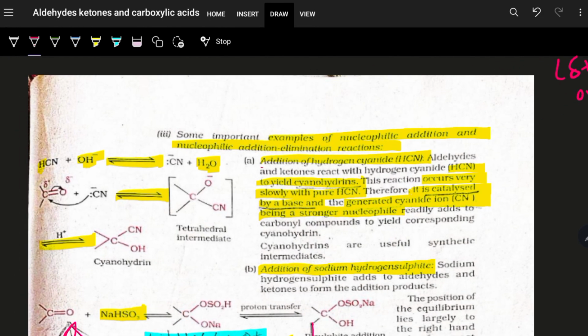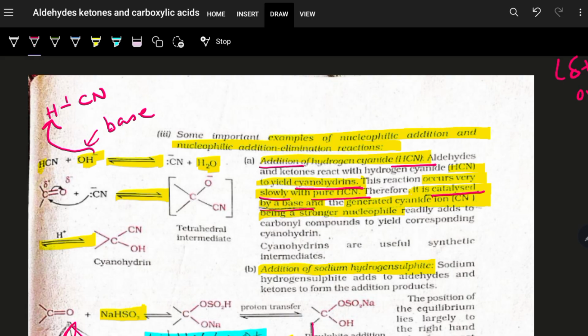Now, some of the examples of nucleophilic addition reaction. Number one is addition of HCN in the formation of cyanohydrin. This reaction is a slow reaction with pure HCN and is favored and catalyzed by a base. Now this is your base which can abstract the acidic proton, that is H. The base abstracts the acidic proton and generates the nucleophile which is CN minus.